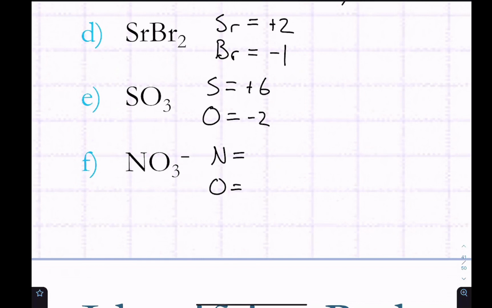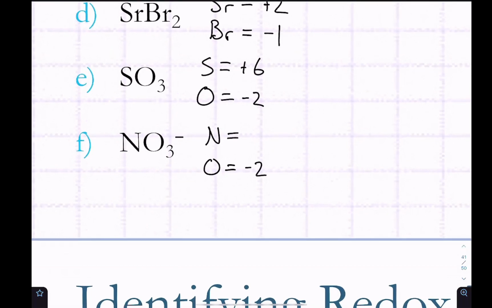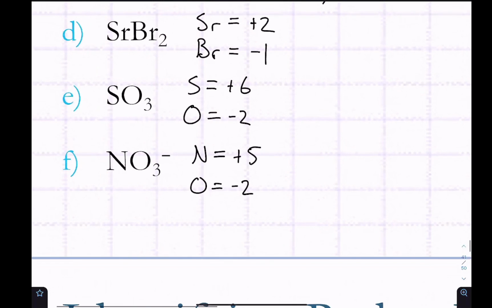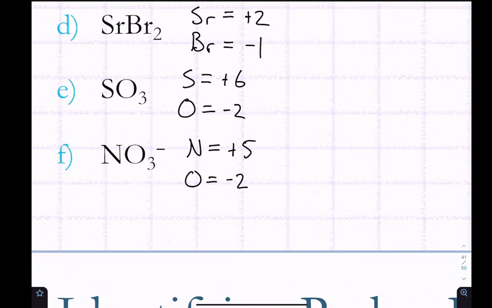Sorry, I was trying to think if there's a weird compound where oxygen's not, but it's not even a weird compound. Yeah, so oxygen is still -2. We have 3 of those, so that's -6. The oxidation state of nitrogen is +5, because there's a negative charge. This is math that feels so simple that it's very easy to screw up when you try to do it in your head. So just be aware.